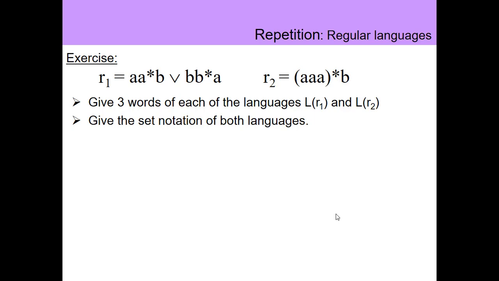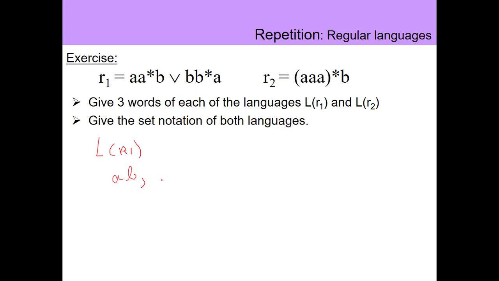So you see a regular expression, R1, being A star B or B star A, and another regular expression, R2, being A star B. Okay, let's see what this means. So let's first look at the language generated with R1. Okay, what kind of words do we have? So apparently we need to start with an A, then we can choose as many A's as we like, including nothing, and we have to end with a B.